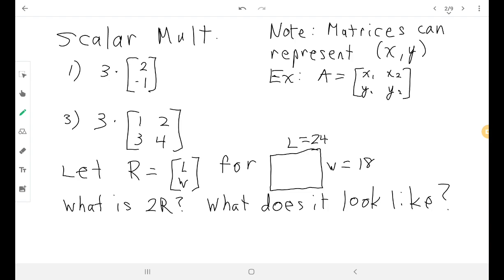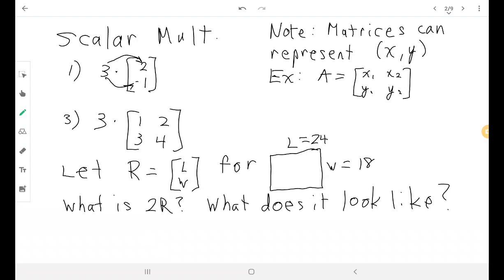Scalar multiplication is just a matrix times a number. And the typical notation is that we put the number first. Okay, we say the number times the matrix. And all this is just distribution. Okay, you just multiply it by every what we call element of the matrix. So like in number 1, we're doing 3 times the matrix 2, -1.